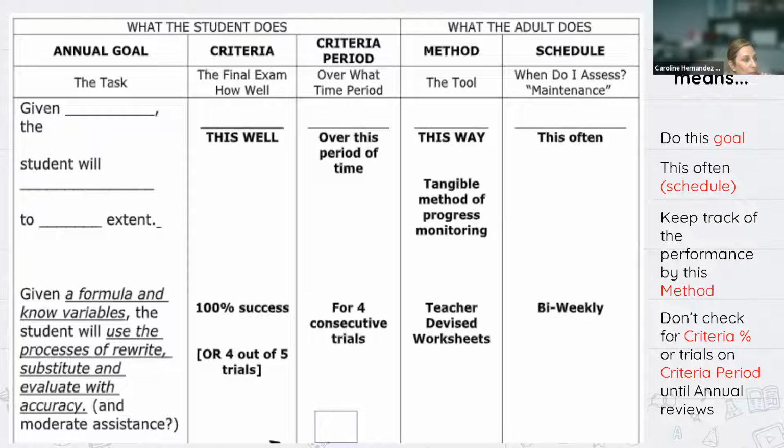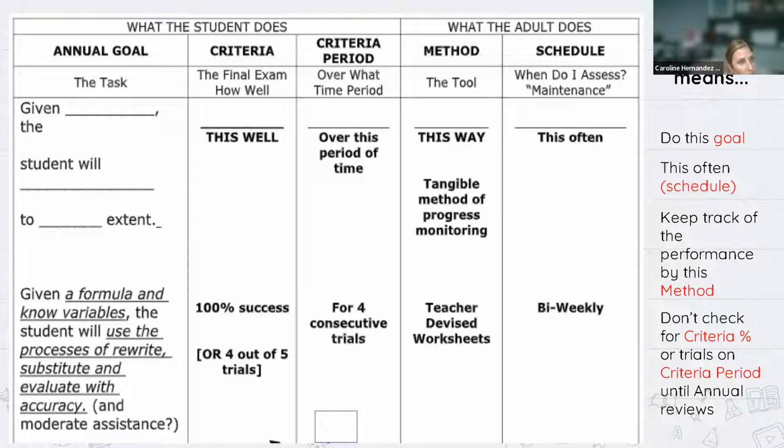And then you want to look at how exactly will we measure this? So we're looking to target 100% success or 4 out of 5 trials, right? And then we want to be able to talk about 4 consecutive trials with teacher devised worksheets and in terms of how we are going to tangibly progress monitor this. So we're creating these worksheets, we're administering them to the student, we're collecting data, and then how often are we going to be assessing this? Bi-weekly in this case.